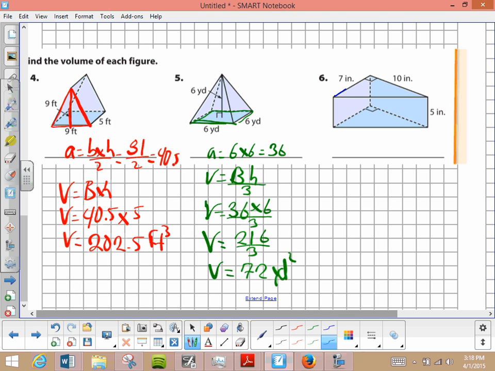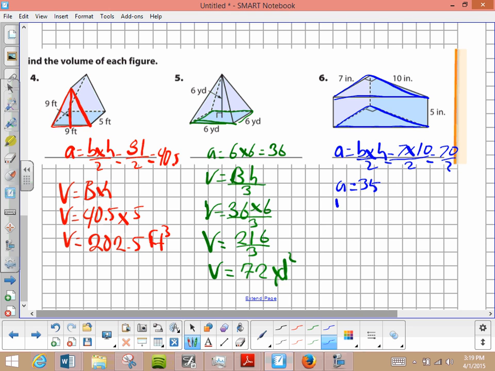Yes, the base is a triangle, right? You can use either the one on top or the one at the bottom. And then the area of the triangle is base times height divided by 2, which equals 7 times 10 divided by 2, which is 70 over 2, and that gives me 35, right?